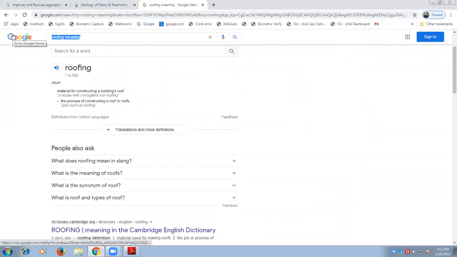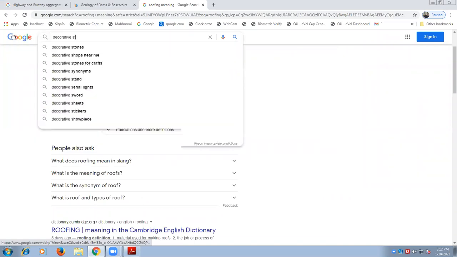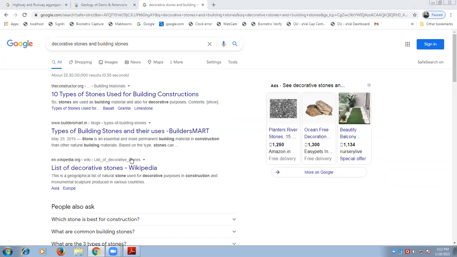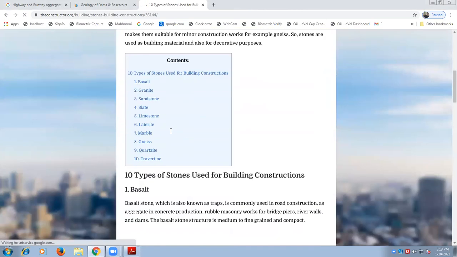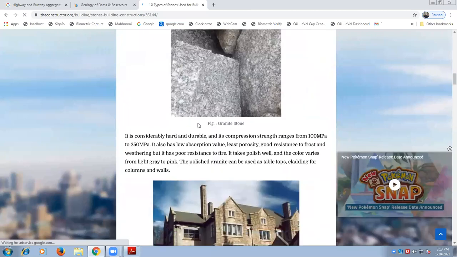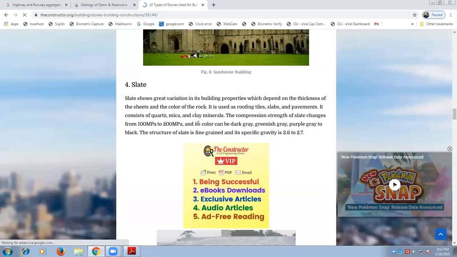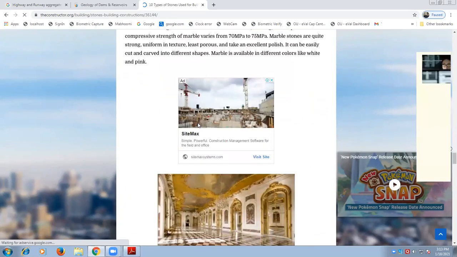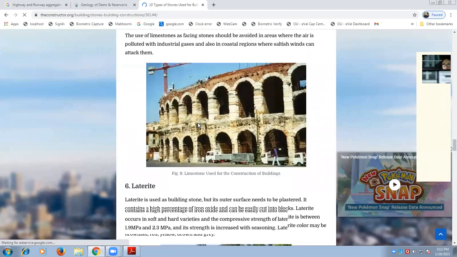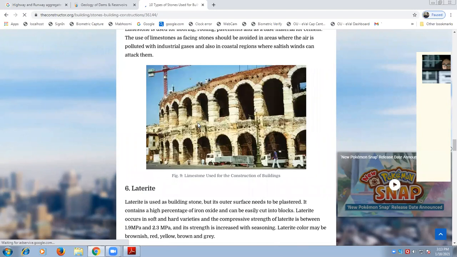So let us try to find out if there is something new that we can find out regarding these. Okay, so you can just follow some of these links, the constructor.org. Here you can get to know about some of the stones used in building construction. So you can see here you have basalt, granite, and then you have sandstone, slate, limestone, laterite, marble, quartzite, travertine. So these are the different rocks used both in buildings and as decorative stones.